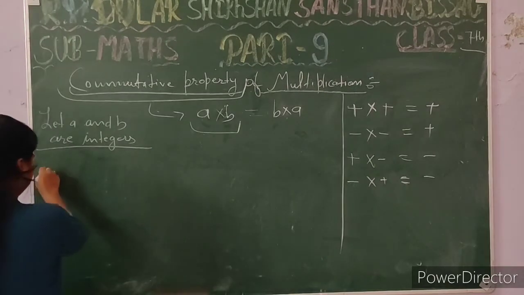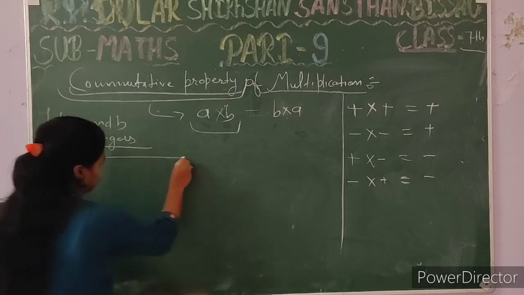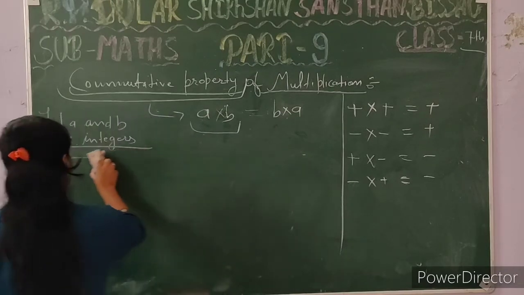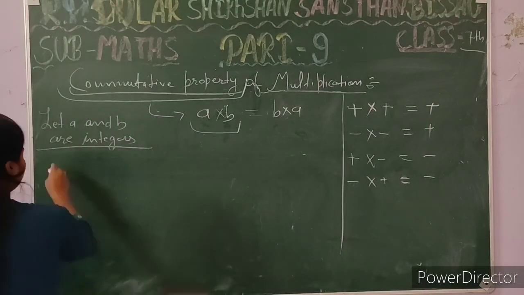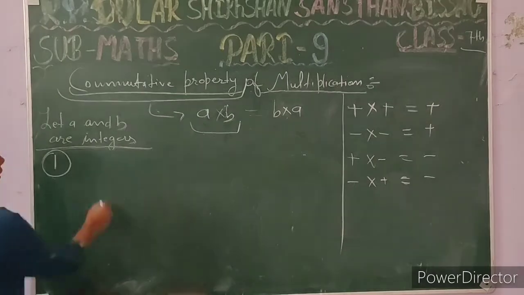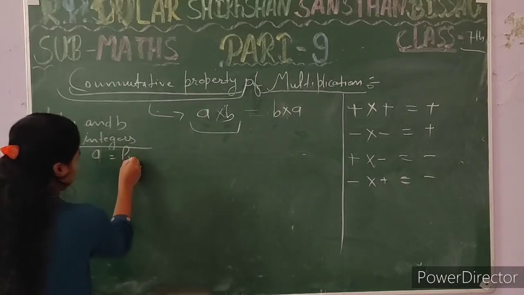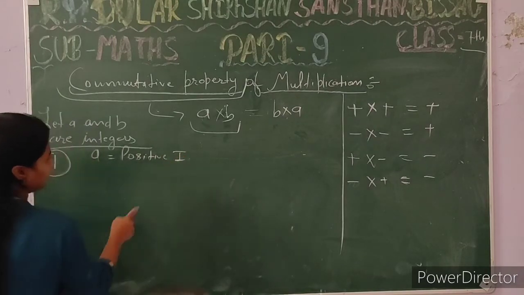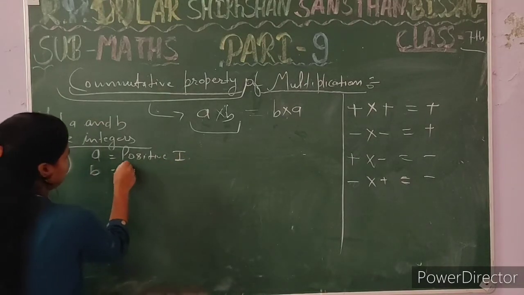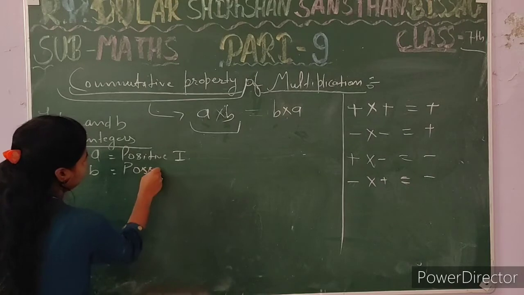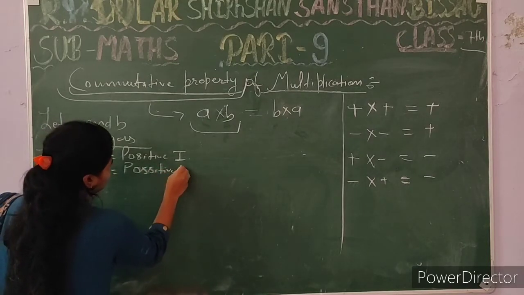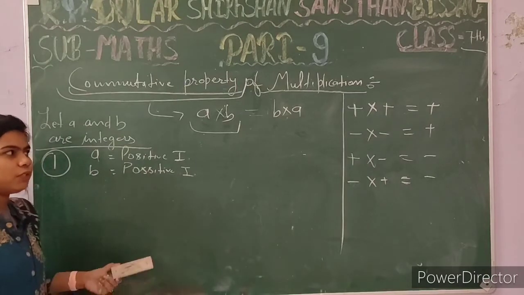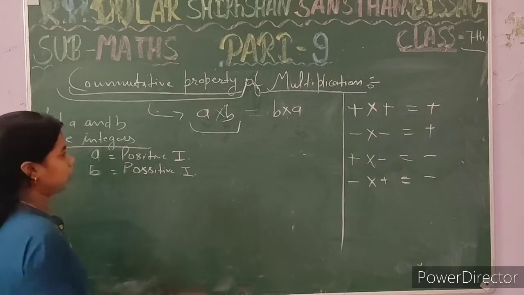Okay, so I make a table here. If we don't make the table, I tell you step by step. Okay, first one, a positive, I for integer in short form, b positive, I for integer in short form. If a and b both are positive, then what will be the result?